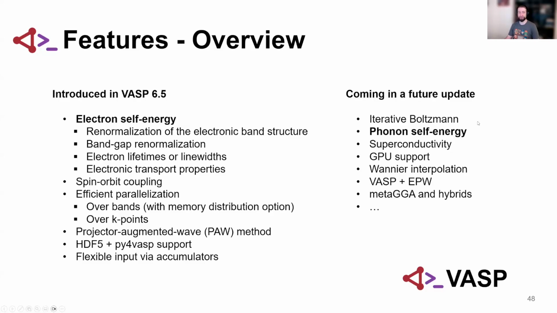And then there is a whole slew of things to come. There is iterative Boltzmann transport. Once again, you will learn more about that tomorrow. There is the phonon self-energy. This is a huge topic again in and of itself that is also related to superconductivity. We do want to provide GPU support because we all know that's going to be the future. Wannier interpolation is here on the list. It will come out very soon. VASP plus EPW is exactly the same. And then support for higher level functionals also for the perturbative approach that I showed you before.